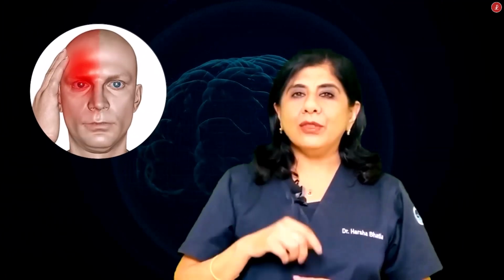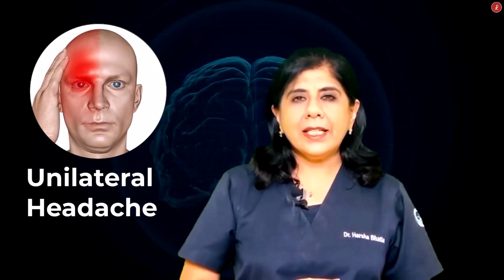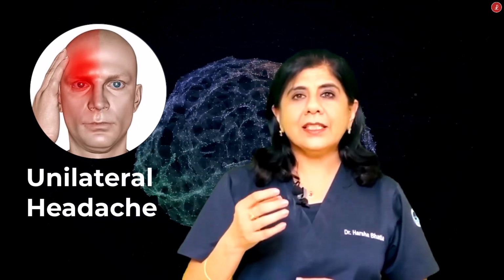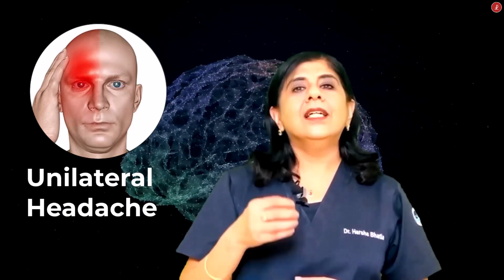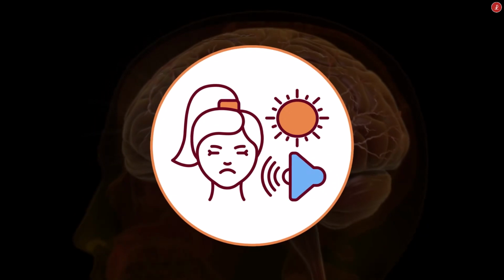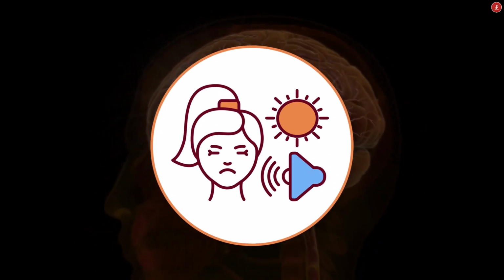Migraine is a type of primary headache which is characterized by pain on one half of the head, which we call a unilateral headache, throbbing, pounding, or pulsating in character, associated with nausea and vomiting, light sensitivity, sound sensitivity, and may be associated with an aura. Aura happens in 20 to 35% of the cases.